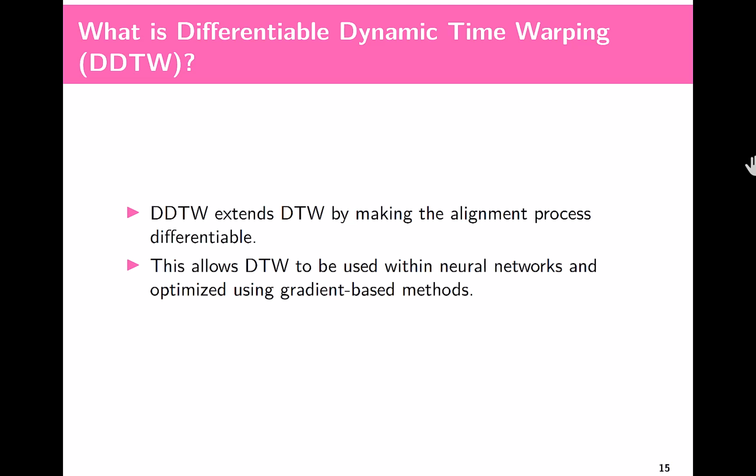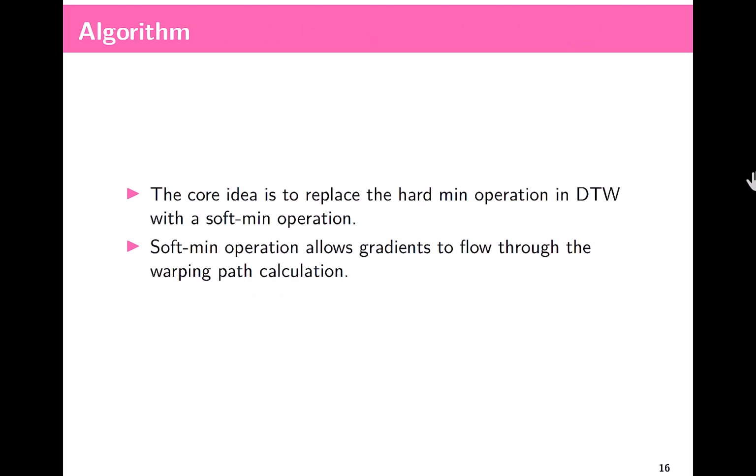So people came up with a new approach called differentiable dynamic time warping, or DDTW. DDTW extends DTW by making the alignment process differentiable. This allows DTW to be used in neural networks and optimized using gradient-based methods. The core idea of the algorithm is that we replace the hard minimum operation in DTW with a soft minimum operation. The soft minimum operation allows gradients to flow through the warping path calculation.